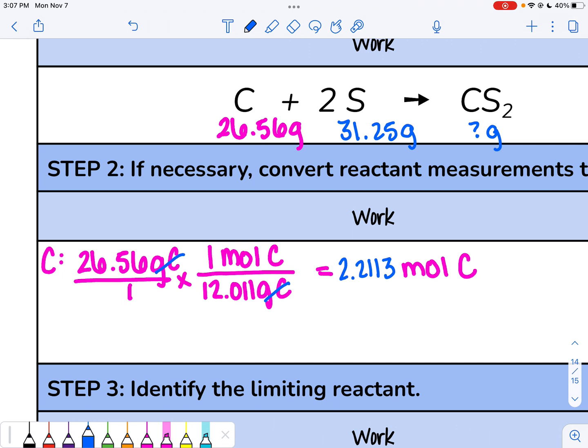Remember that when you're finding your molar masses, you want to make sure that you keep all your decimals, because you want to keep your answer as accurate as possible until the very end. All right, moving on, sulfur.